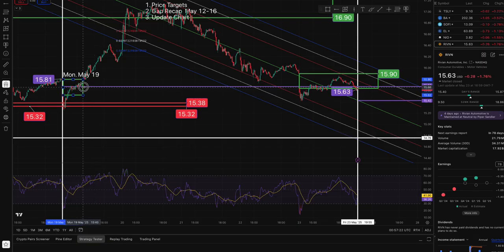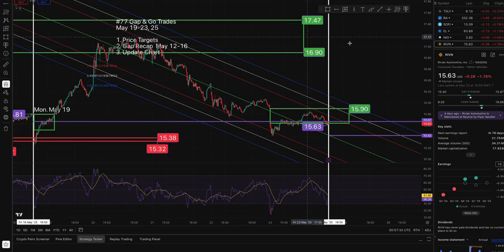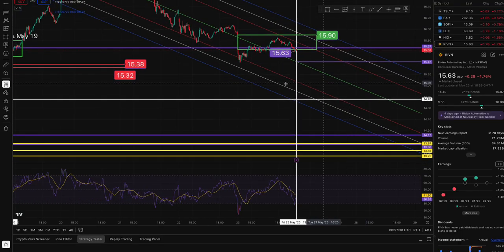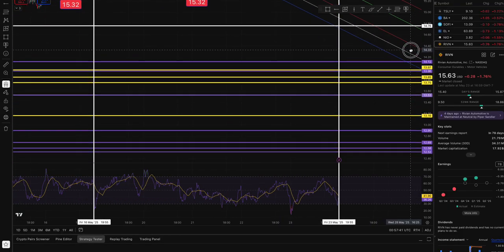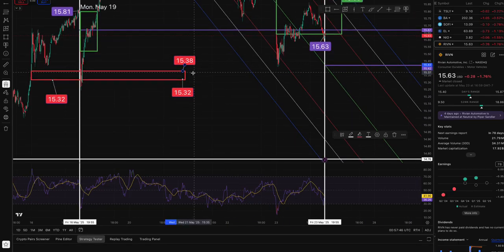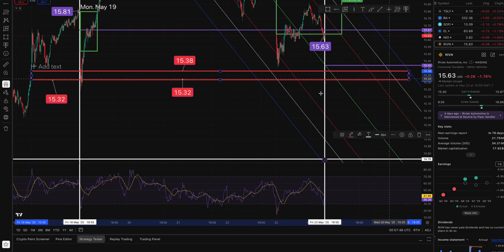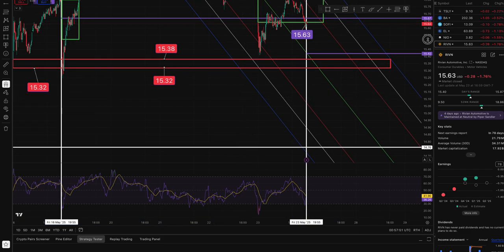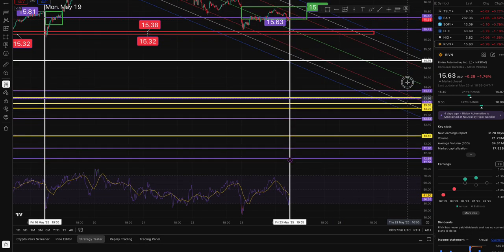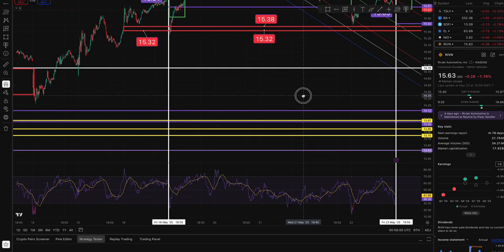This gap closed to the upside on Monday out of the gate as well, opened up and closed. That took us to 1580. This gap is still in play for whatever upcoming week that happens to be. $15.32 to the south side. And after that, nothing that I have marked because that's all closed now.